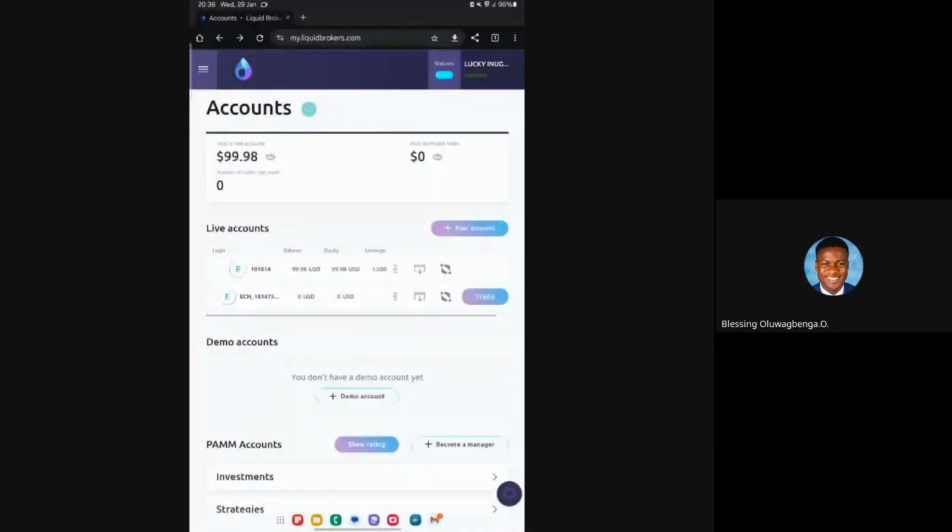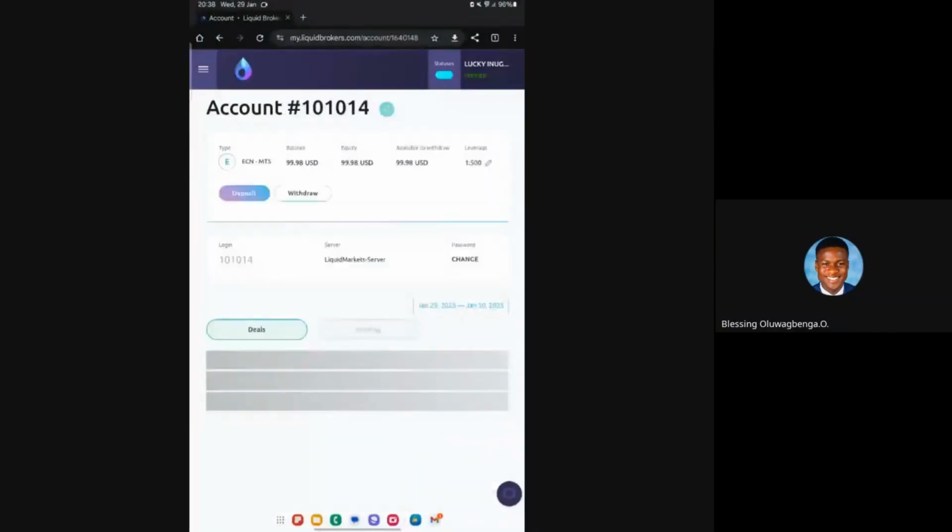So right now I have my MT5 account, so please pay attention. I want to log in to my MT5 account for my broker. Now, if you look at the screen, you see login, server, and password. The login details have already been sent to my email the moment I created it.